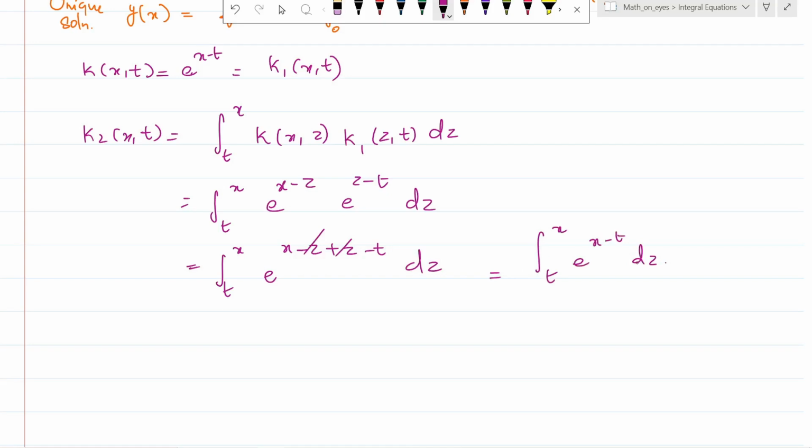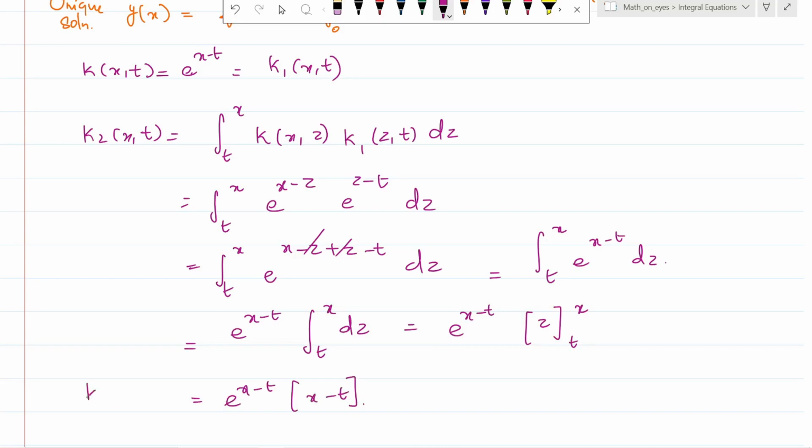Now it is the integral with respect to z, and the term e to the power x minus t is independent of z, so you can take this out. So you will have it equal to e to the power x minus t times the integral t to x of dz. Now this integration will be e to the power x minus t into z, where the lower limit is t and the upper limit is x. When you apply the lower and upper limits, you will get x minus t. This is your k2 of x comma t.